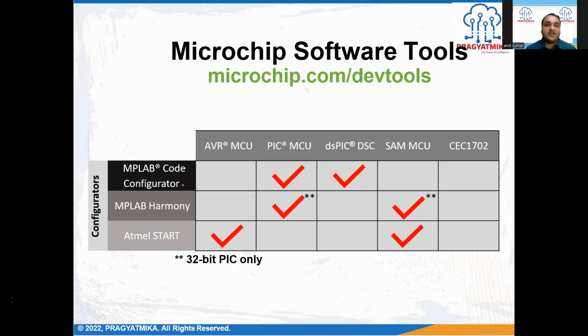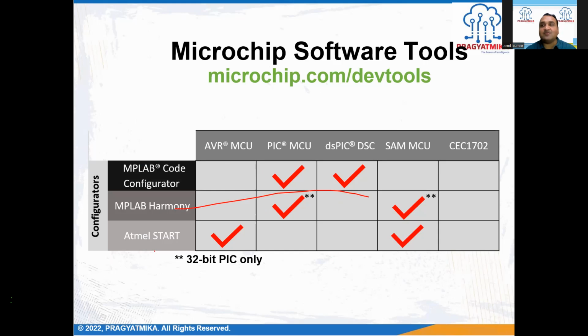So MPLAB Code Configurator and MPLAB Harmony both are there for giving you assistance on the generation of the code automatically, which you can edit later on for the working of your project. If it is an 8-bit or 16-bit microcontroller, it is the MPLAB Code Configurator that is used. And if it is a 32-bit microcontroller, it is MPLAB Harmony. So for 32-bit PIC microcontroller and 32-bit SAM microcontroller, MPLAB Harmony is there. And if it is the AVR microcontroller and SAM microcontroller, then for that the Atmel START is there.